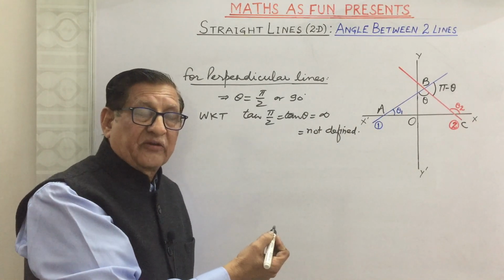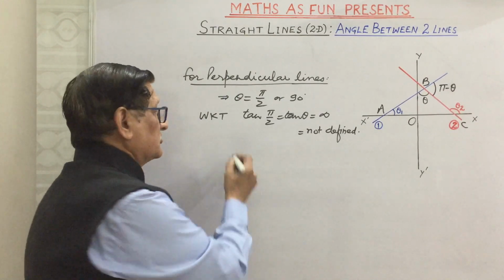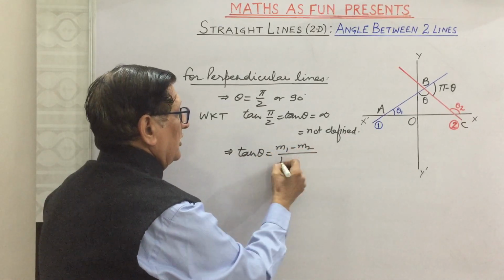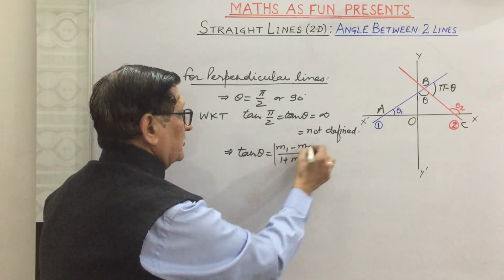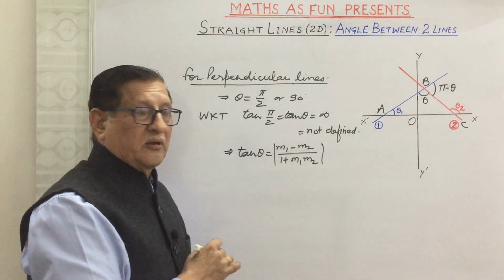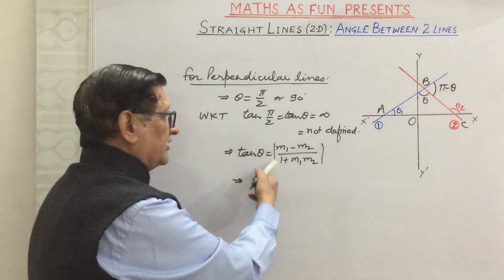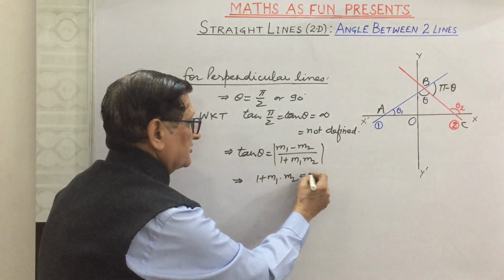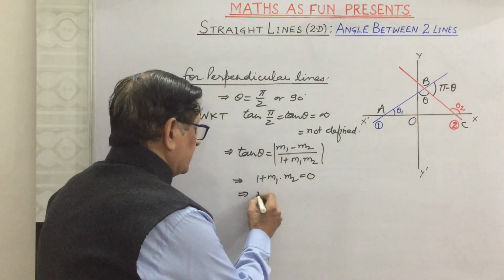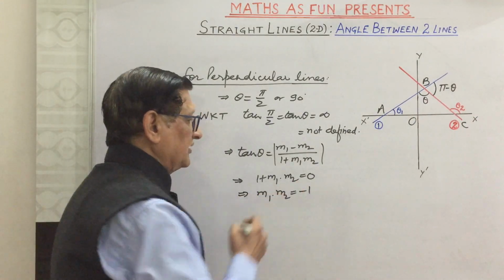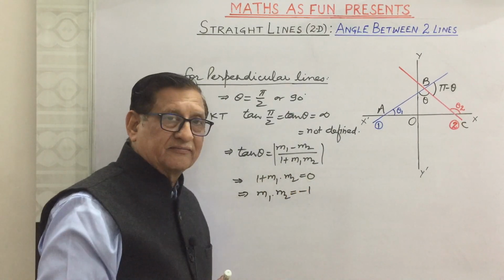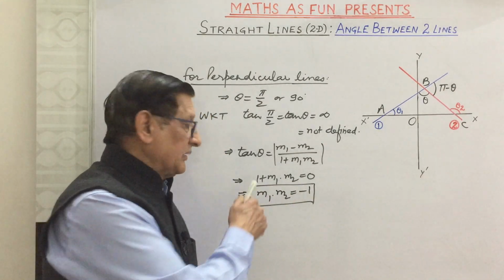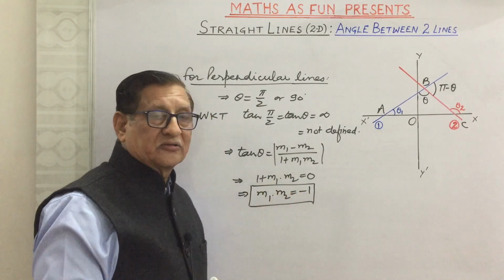And something is not defined if its denominator is 0. So in that case, tan theta equal to (m1 minus m2) upon (1 plus m1 into m2) will be having denominator as 0. It means 1 plus m1 into m2 is equal to 0. From this we get that m1 into m2 is equal to minus 1 by transposing 1 on that side. This becomes the condition for the lines to be perpendicular, that the product of their slopes is minus 1.